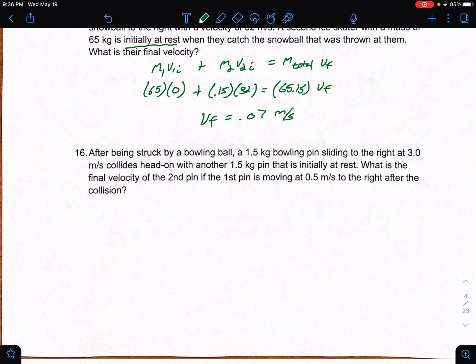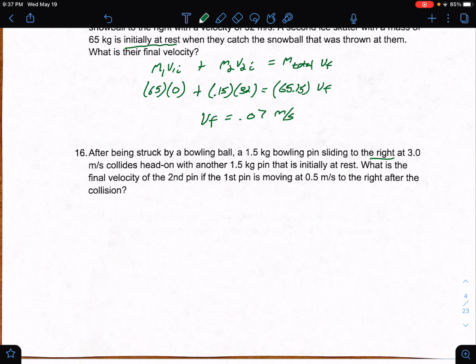Number 16, so after being struck by a bowling ball, a 1.5 kilogram pin sliding to the right, I'm just going to underline this just in case I need it. If anything goes left, I know to change it to a negative. So sliding to the right at 3.0 meters per second, collides head-on with another 1.5 kilograms that is initially at rest. What is the final velocity of the second pin if the first pin is moving at 0.5 meters per second to the right? Okay, so there's a lot to process there.